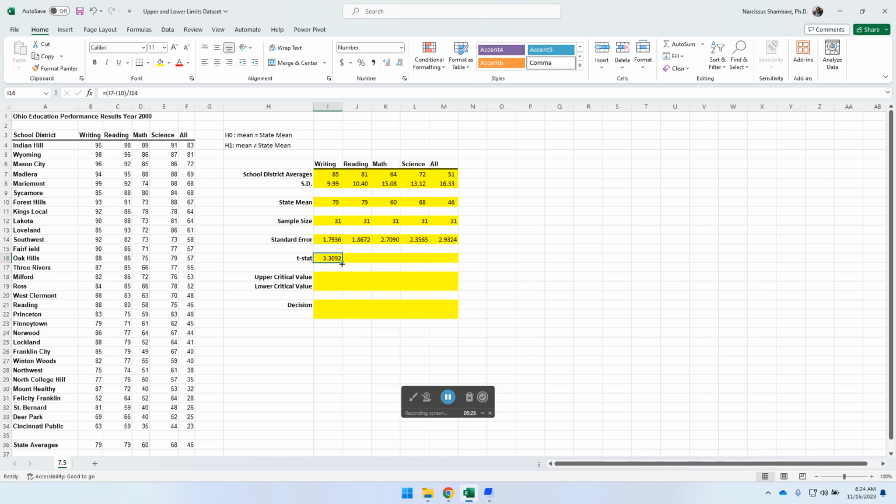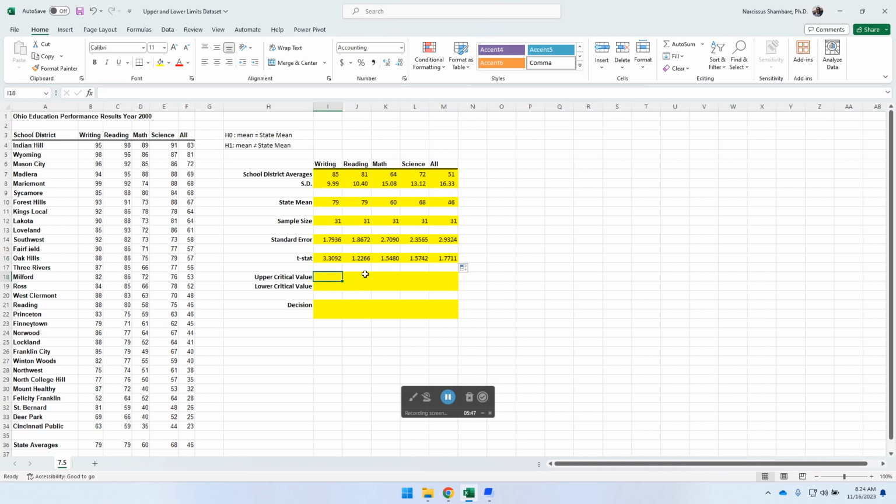And of course, we can use our fill handle here to copy the same formula across. Then we're able to see that it automatically calculates for each particular category. All right, so the next thing we want to do is to calculate the critical value.